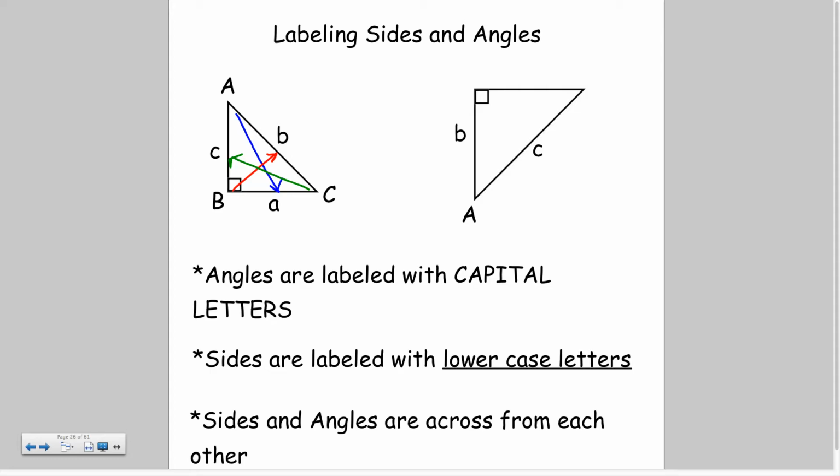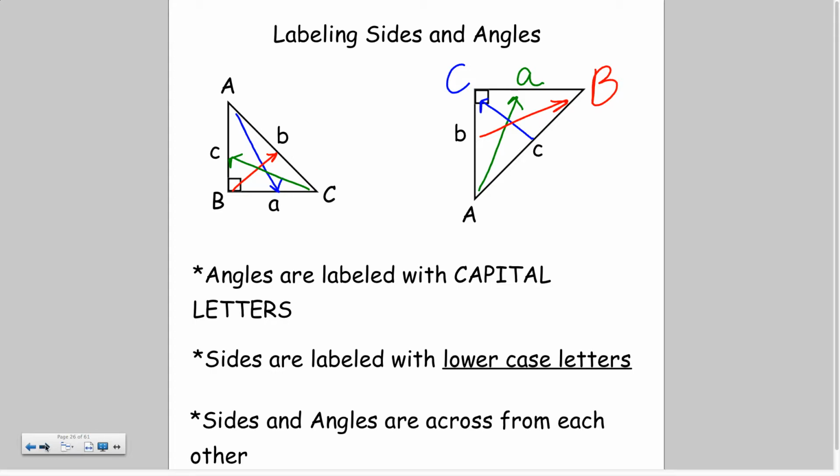So in that second picture, you're given an angle and 2 sides. If I was going to label that other side, that's going to be side A with a lowercase letter. That's going to be angle C with a capital letter. And that's going to be angle B with a capital letter. So angles are capital letters, sides are lowercase letters.